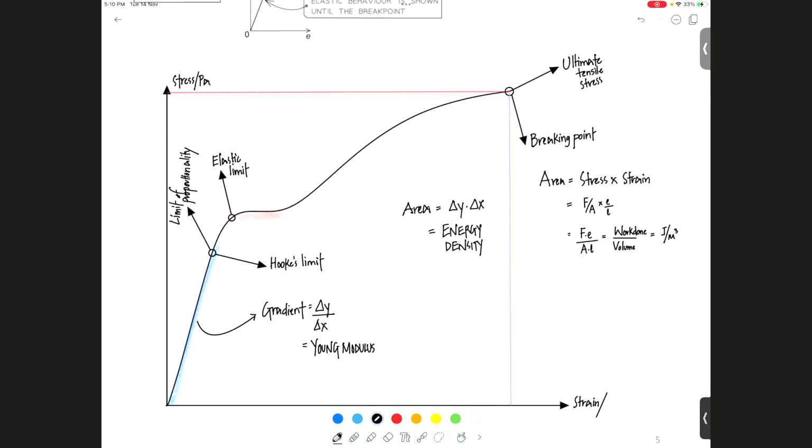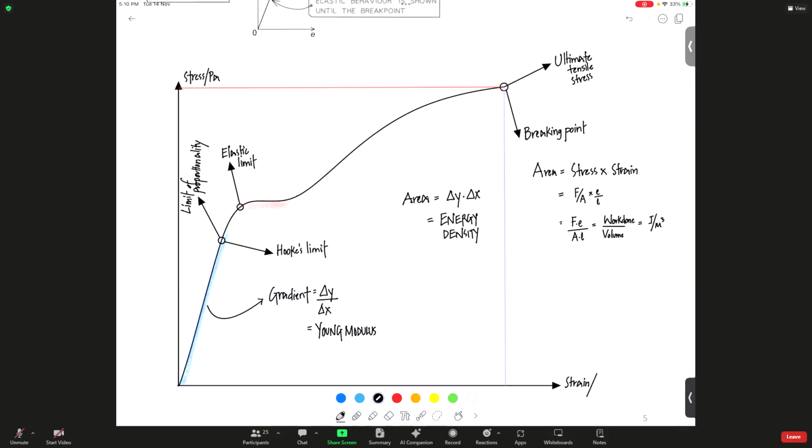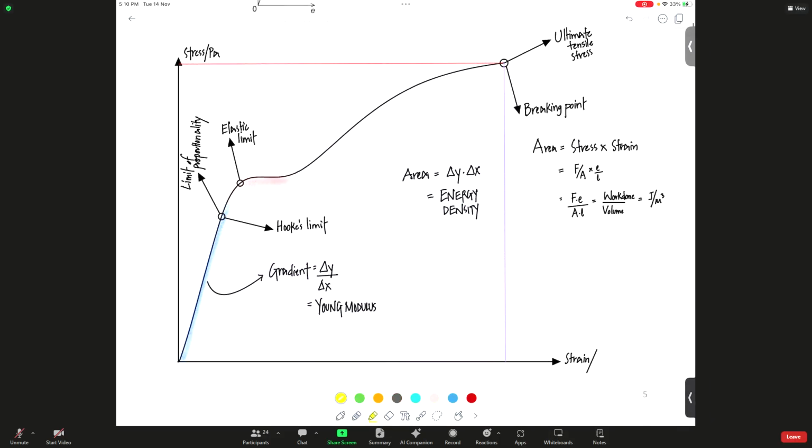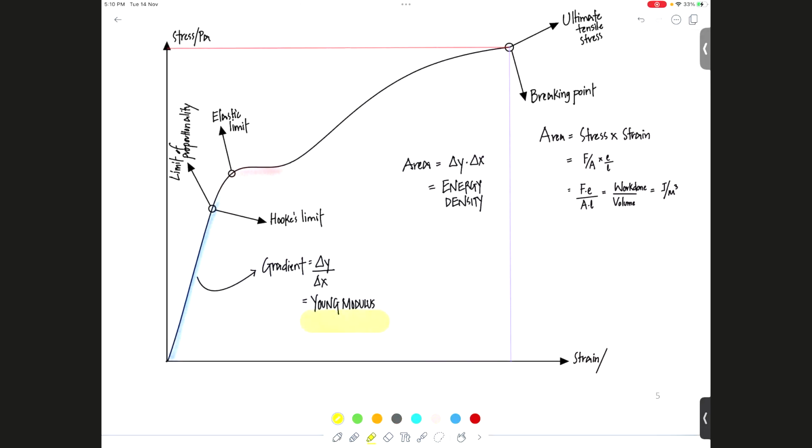F equals kx, because this is no longer a material that has become a different shape. Okay, so what does Young's modulus help you with? I'm writing it down below: it helps you compare the stiffness of the material. So if you want to compare the stiffness of two materials, you look for Young's modulus, just like your spring constant. Okay. What does energy density help to compare?